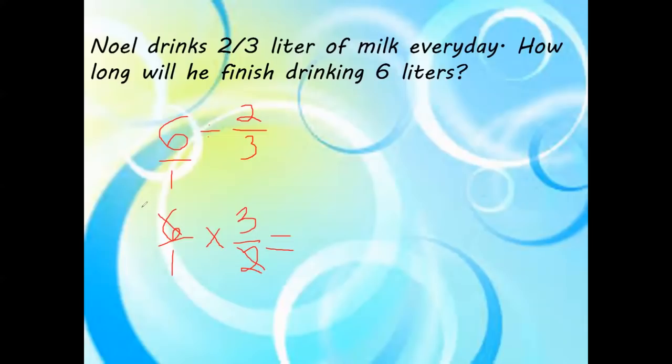So this would be 6 divided by 2. That would be 3. 2 divided by 2 is 1. So we'll have 3 times 3, 9. And then 1 times 1 is 1. So again, if the denominator is 1, you could just simply remove the denominator.